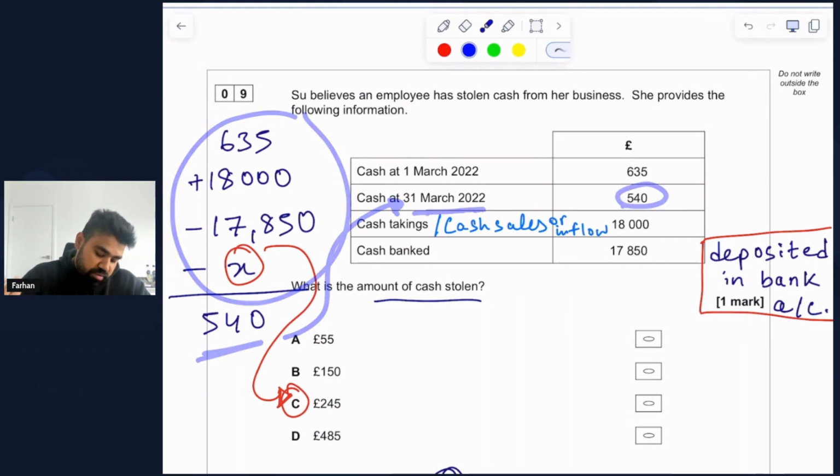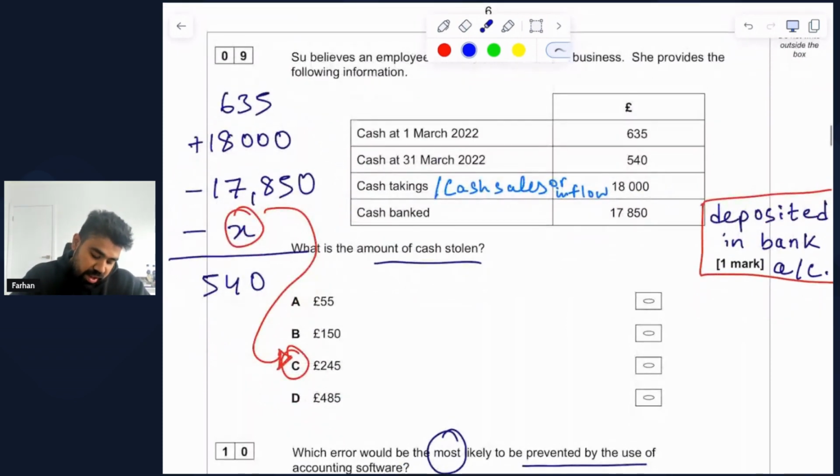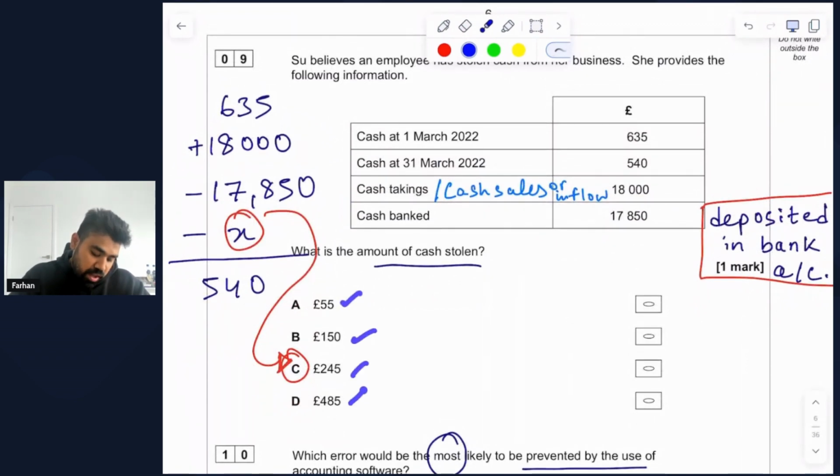So then what we have done, you can select each of the 4 options that are given here and insert in X and see which of these 4 options gives you a final answer of 540 pounds. You will see that the correct one is 245 pounds, which is the amount of cash that is stolen. And therefore, on that basis, the correct answer is option C.